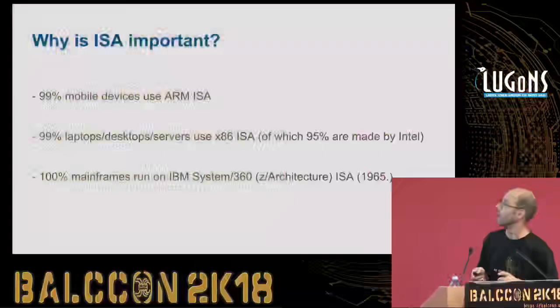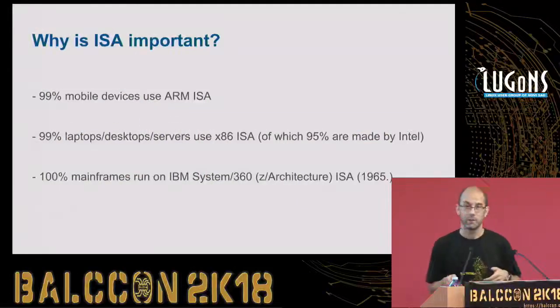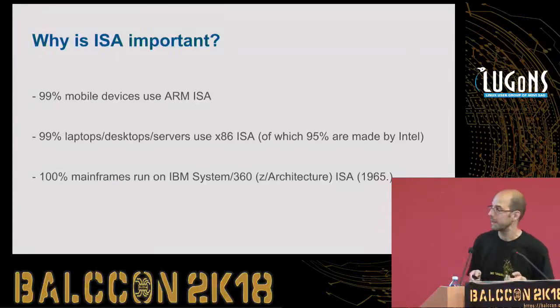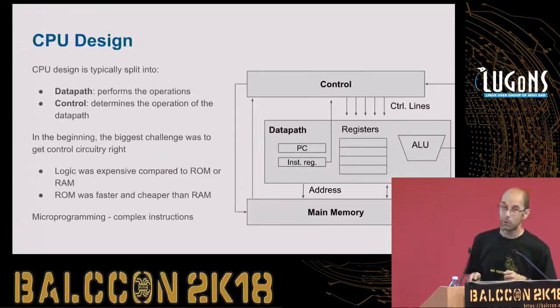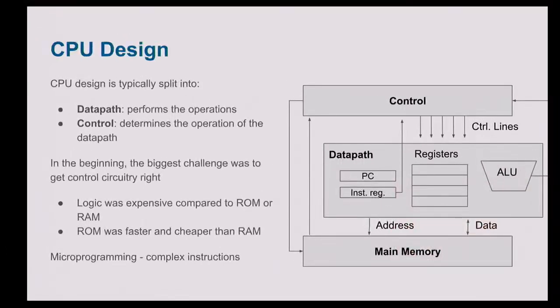So why don't they mix? Why doesn't Intel make mobile devices? Well, they tried, but it's hard for them to enter this new market. Also, why doesn't ARM make servers? Well, they tried. There are ARM servers, but they're not so successful. It's hard to get into this market. So, as you see, ISA can be really important, and it is.